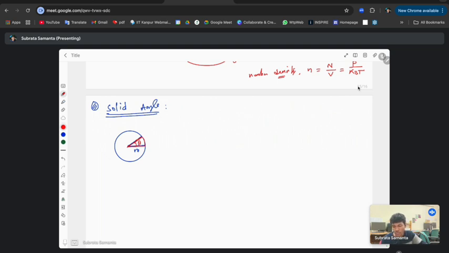So what is the length of this arc? The length of the arc, S, is basically r times theta, right? It is the angle theta with the center, so this is the center O. And what is the value of the circumference? Now if you know the circumference, S equals 2 pi r.